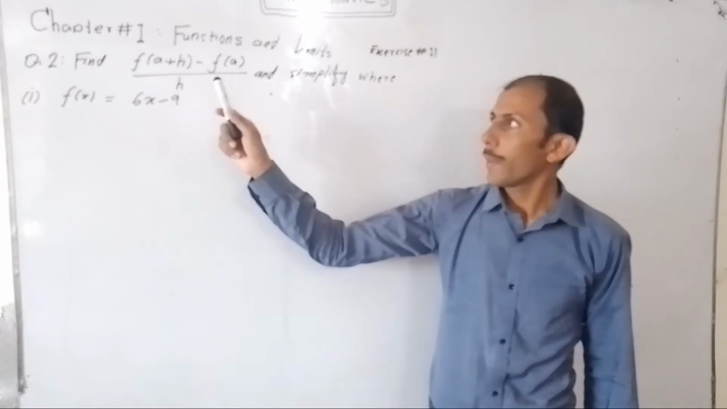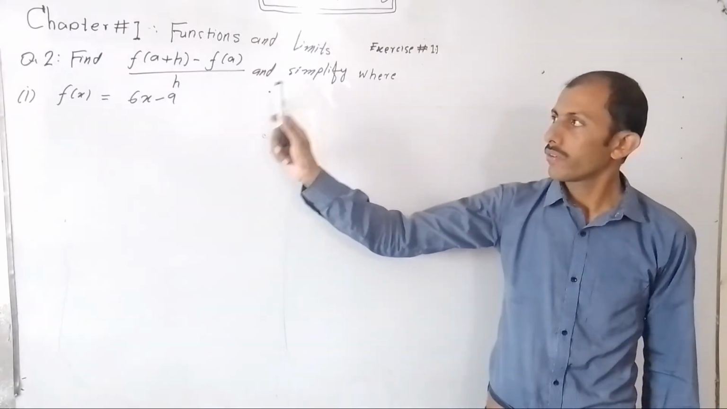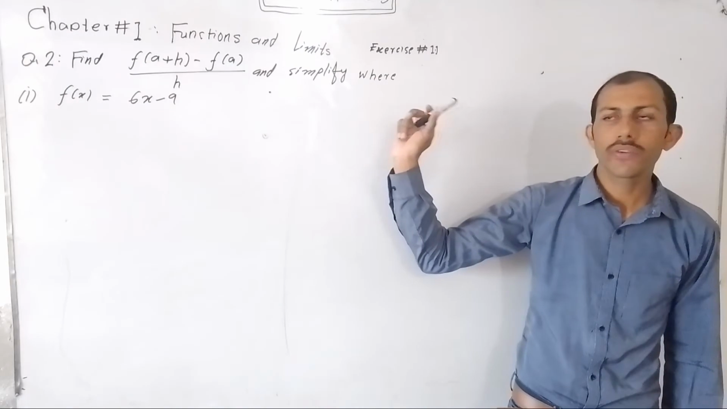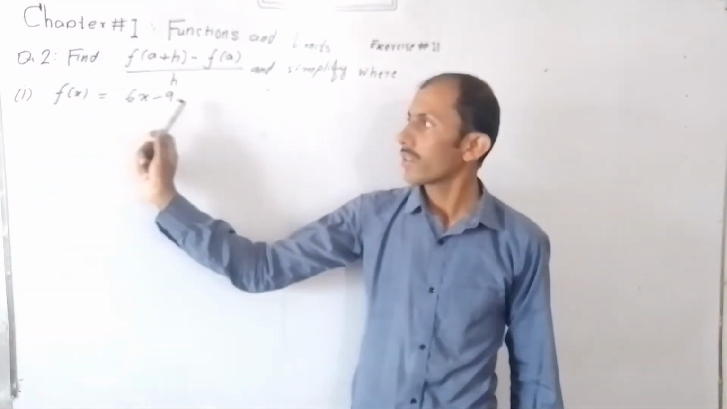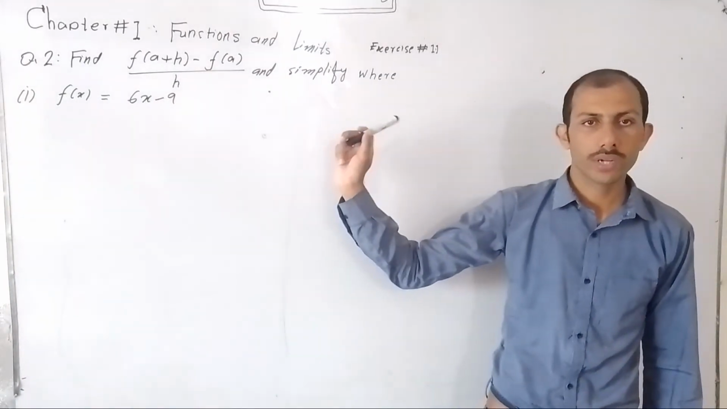Let's start question 2. Find f of a plus h minus f of a divided by h and simplify, where first part f of x is equal to 6x minus 9.